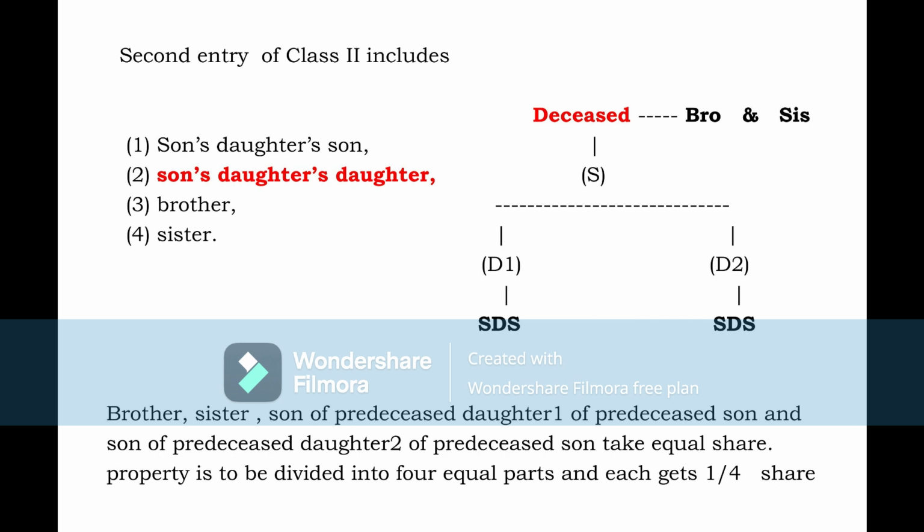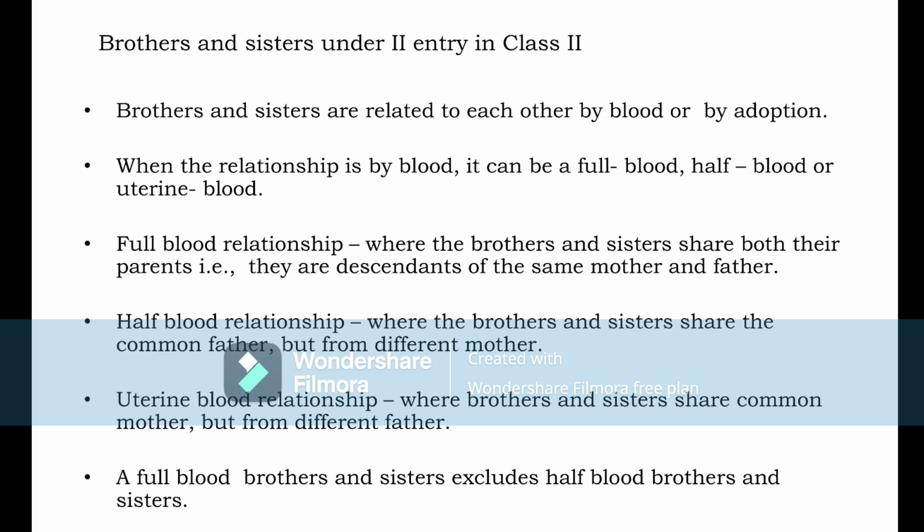So all the class 1 heirs are absent. First entry father is also absent. So these all are entitled to take the property equally and simultaneously. So brother will take 1/4, sister will take 1/4, and SDS takes 1/4, and this SDS also will take 1/4 of the property. Now, we said that there is an explanation in the schedule that says that brother and sister do not include uterine blood.